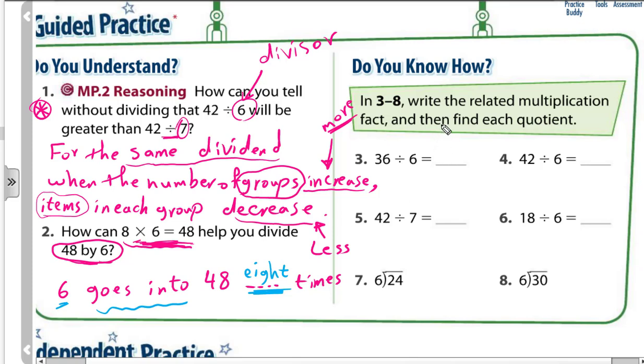Now let's go to the easy part and just write the related multiplication fact and then find each quotient. I know it's very easy for us, so I'll pick one of my heroes to answer the first one.